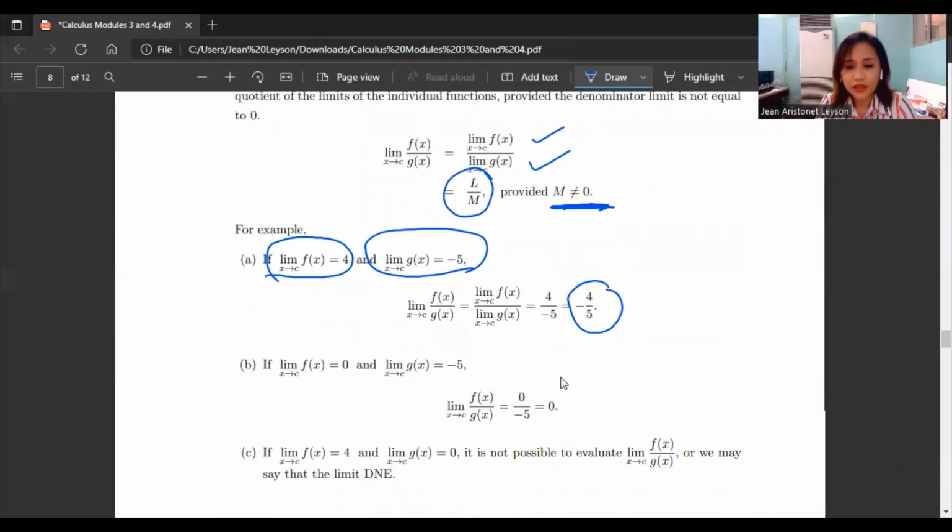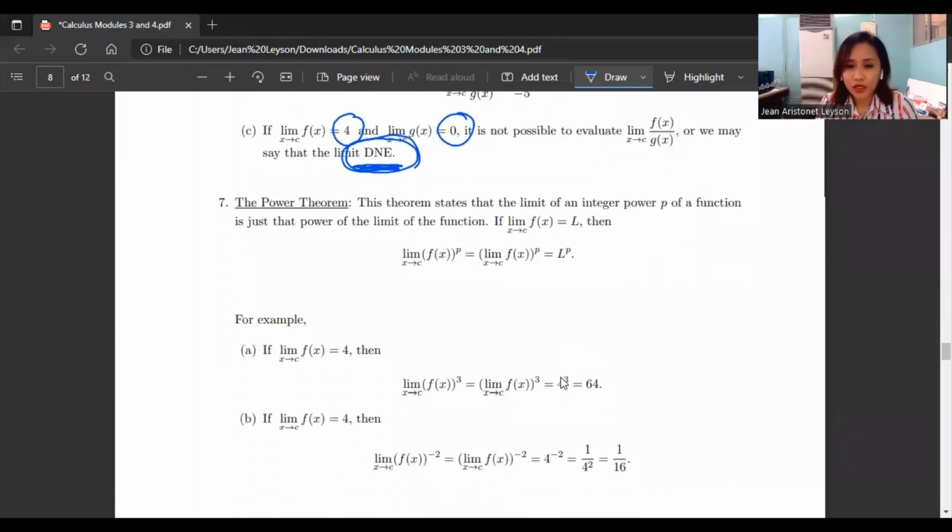If, for example, the limit of f of x, or L, is 0, and the limit of g of x as x approaches c is -5, that's fine, since if the numerator is 0, the answer will be 0. But if the limit of f of x as x approaches c, or L, is 4 and m is 0, it is not possible to evaluate the limit of their quotient, or we may say that the limit does not exist in the case that the denominator is 0.